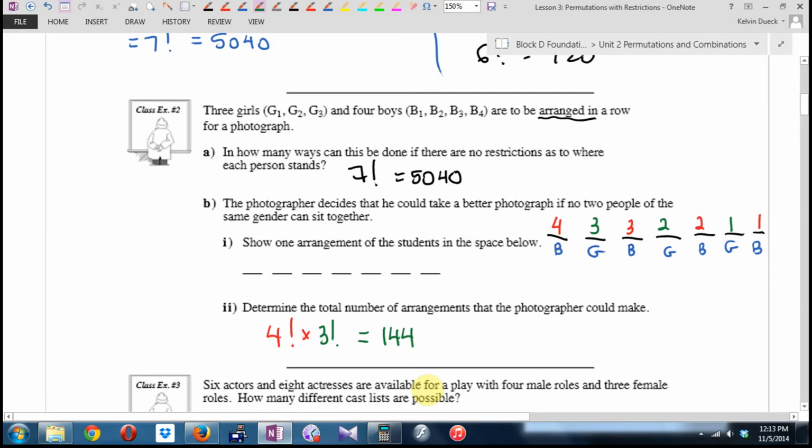Example 2 to me is all fair game. I like example 2. I like example 2. In that level of difficulty, I'm okay with that.